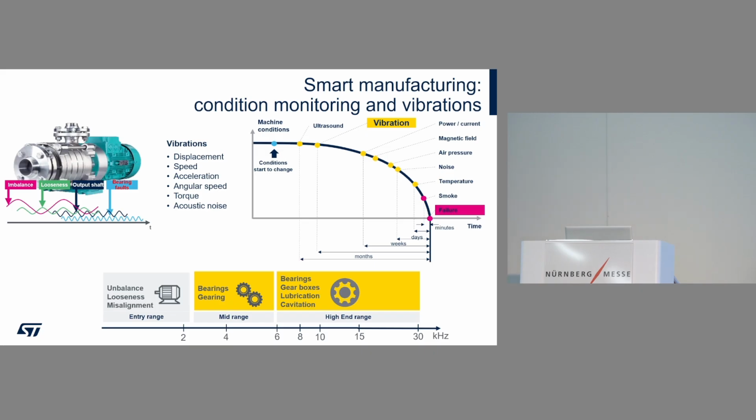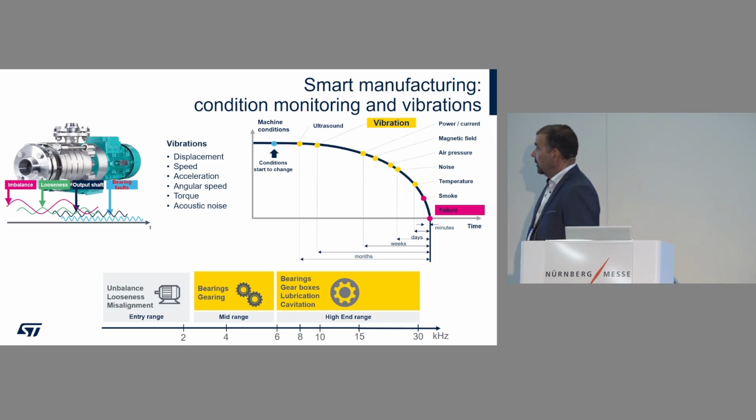Typically, in case we have some unbalance or looseness on the motor, we are in the lower range of frequencies, let's say typically up to 2 kHz. For gearings and starting for bearings, we are in between 2 and 6 kHz of vibrations typically. But if we want to go deeply into the bearings specifically, we need higher bandwidth vibration sensors. So this is where we are focusing with our new component.